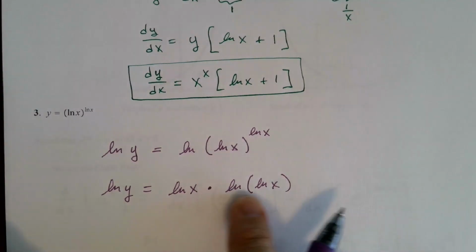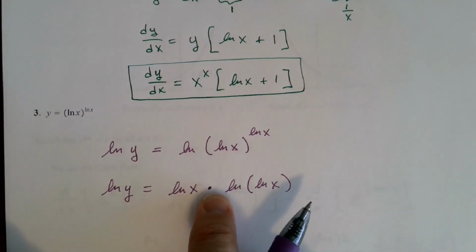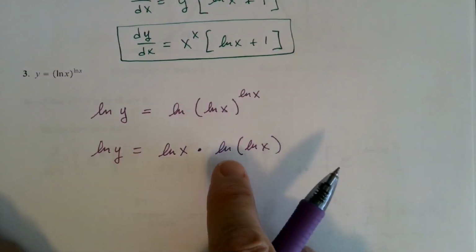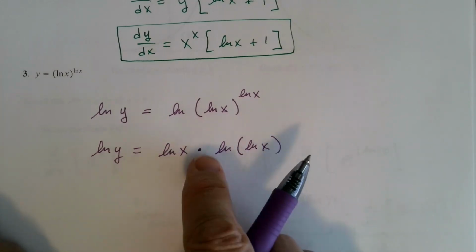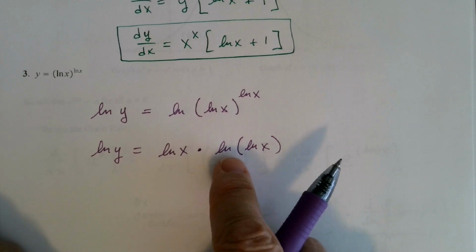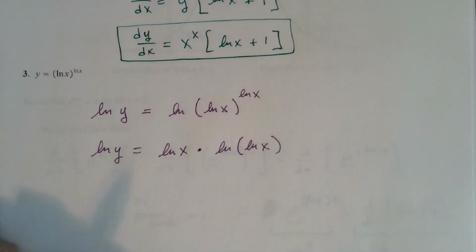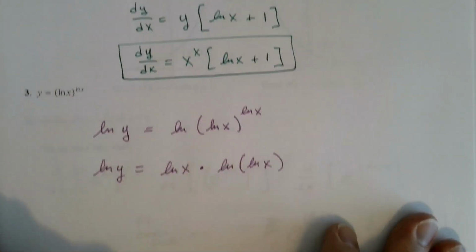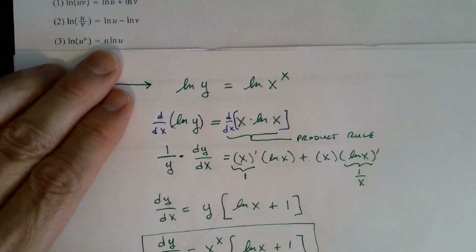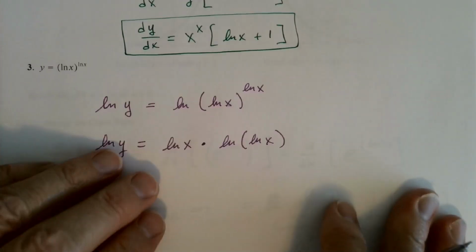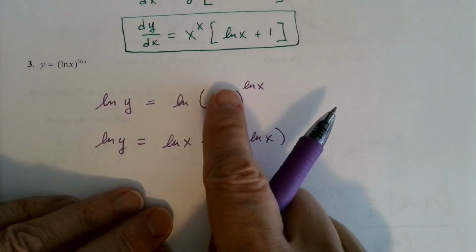Be careful. This is not multiplication here. It's multiplication here. I'm emphasizing that with the dot. This is the natural log of. This is composition here. Natural log of x times the natural log of the natural log of x. So again, making use of that third property to bring the power down, where in this case the power is the natural log of x.